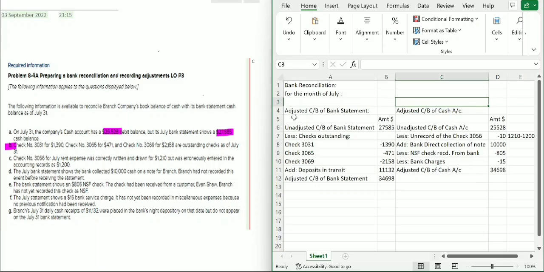So we have to collect two things: the adjusted closing balance of the bank statement and the adjusted closing balance of the cash account. First we take the unadjusted closing balance which the bank statement is showing on the last day, that is 27,585, and on the other side we take the unadjusted closing balance of the cash account, which is 25,528.